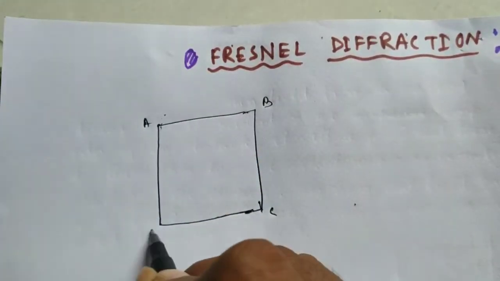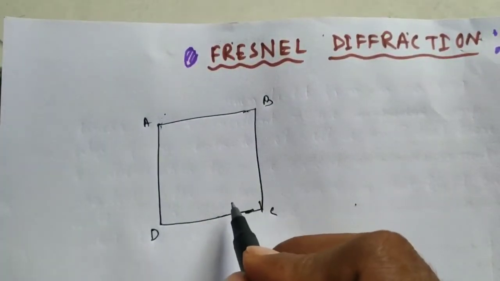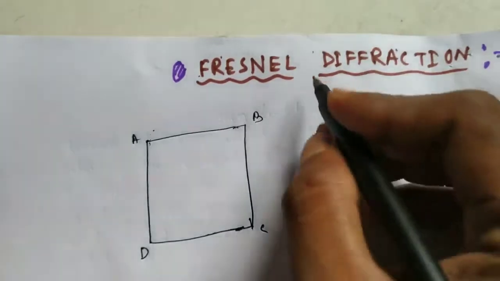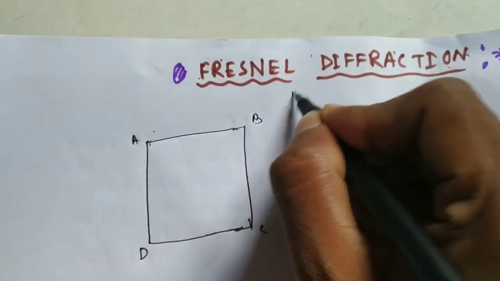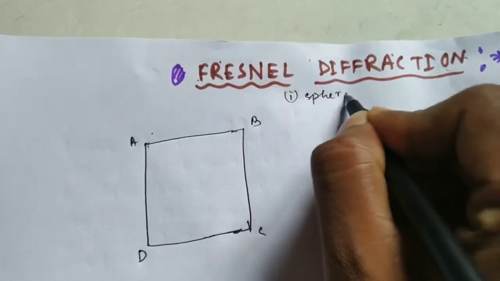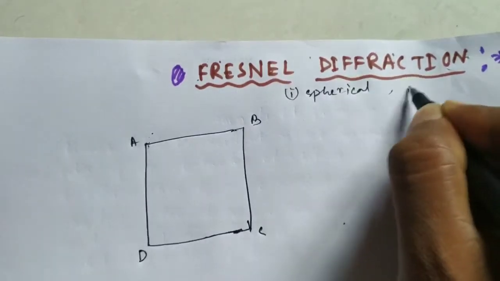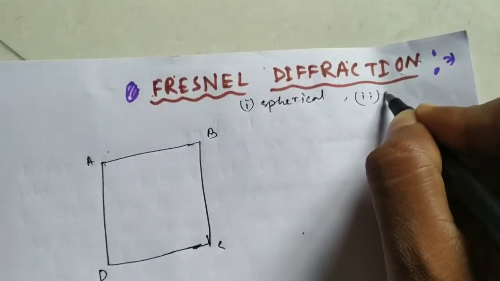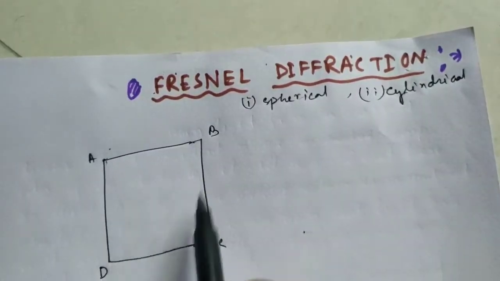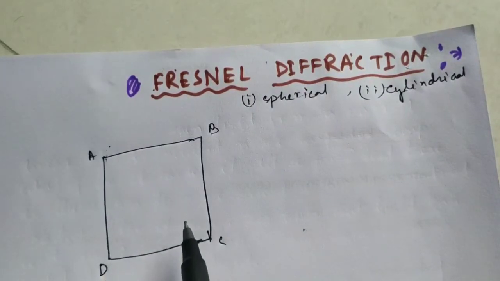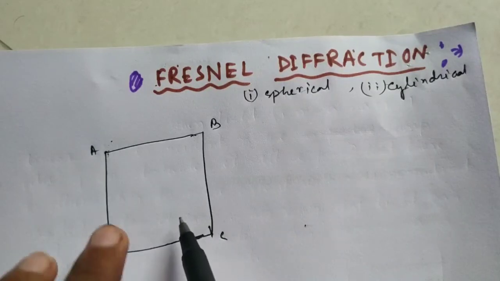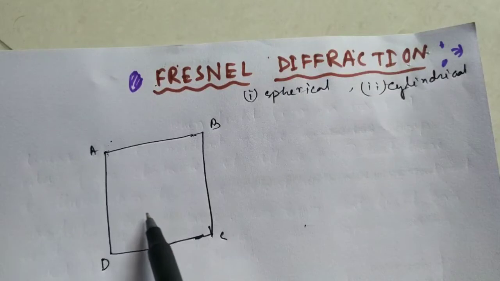AB and CD is a plane wavefront. Actually, in Fresnel's diffraction, in the previous class we saw that two wavefronts are used, spherical and cylindrical. But we use the plane wavefront because it makes the calculation easy. For easy calculation we take this type of wavefront, plane wavefront.